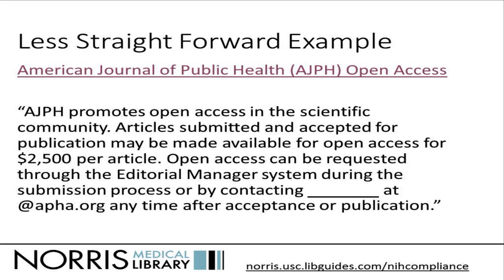So here's a less straightforward example from the American Journal of Public Health. As of 2014, there are conflicting messages from AJPH. In regards to open access, AJPH promotes open access in the scientific community. Articles submitted and accepted for publication may be made available for open access for $2,500 per article. Open access can be requested through editorial manager system during the submission process or by contacting someone at apha.org anytime after acceptance or publication.